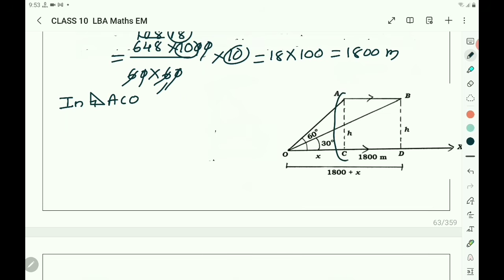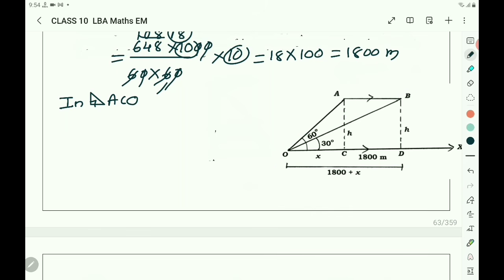In the right angle triangle ACO, here H is to be found out, that is AC, and OC is not given but CD is given, and OC is taken in terms of X. Without getting X, we can't get AC. To find out X, here we have to apply the trigonometric ratio to both the triangle ACO and also to the triangle BDO.